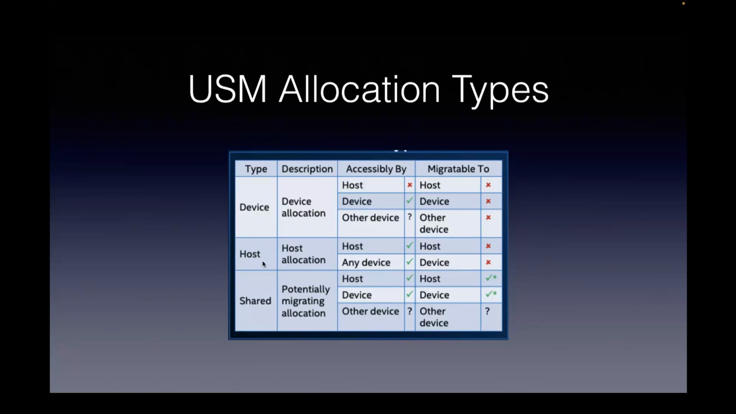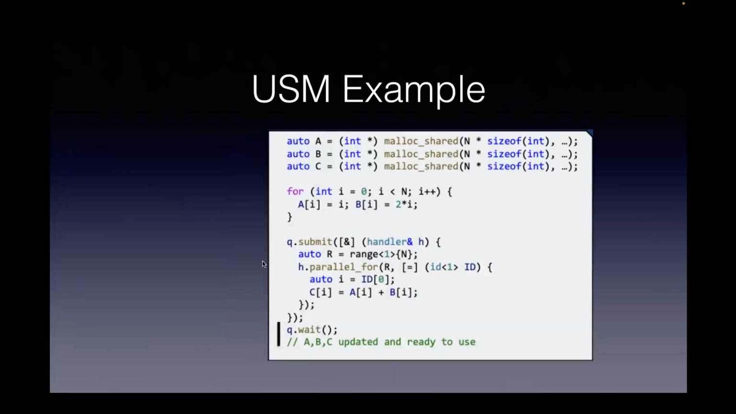Now again, remember, USM is provided as a mechanism by which one can allocate memory in the device or in the host as an alternative to using buffers and accessors, but it is not expected to be as performant as buffers and accessors. So before I open for questions, I'm going to walk through one slightly bigger example that actually shows how to use malloc_shared and the various constructs that are associated with it. So let's take this particular example.